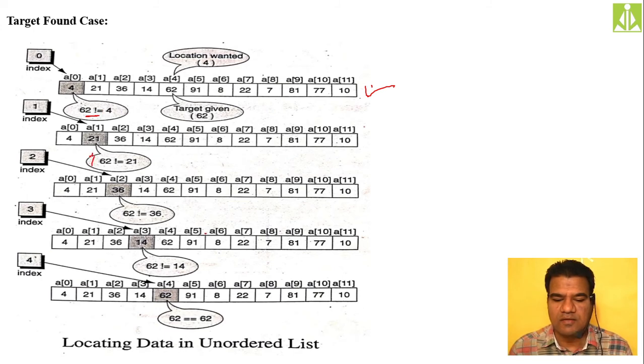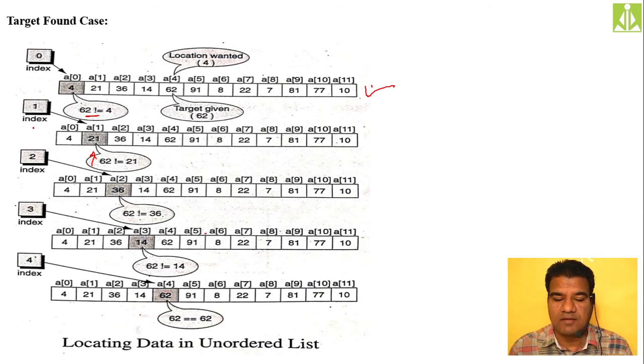And here at 21, do the same thing. Compare with 62. Again, it is not equal. So jump to the next element. That is second index, where we have 36. Compare 36 with 62. Again, it is not equal. So jump to the next element, A of 3. Sorry, fourth location, third index. Then we are comparing 14 with 62, not equal. Jump to the next location. So fifth location, fourth index value.